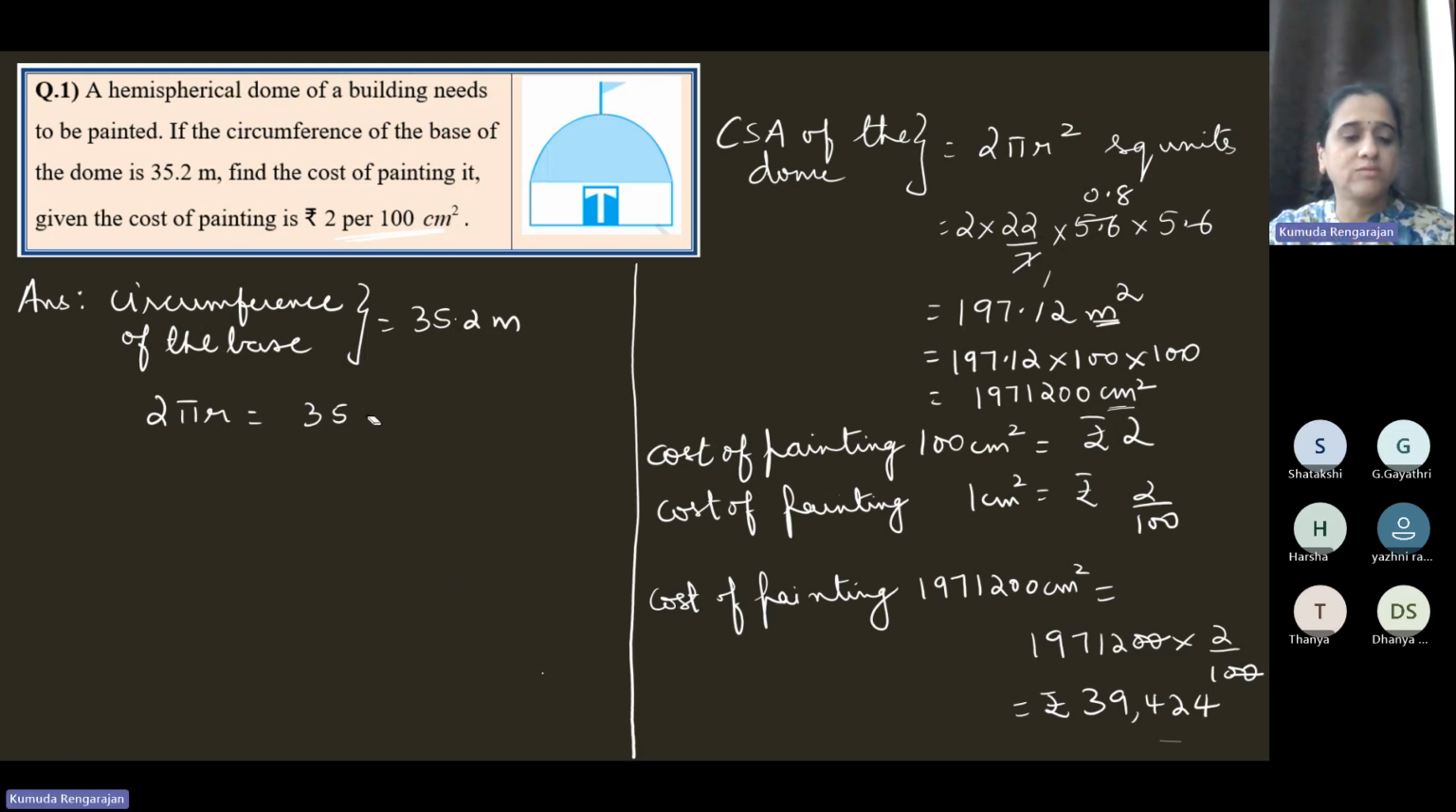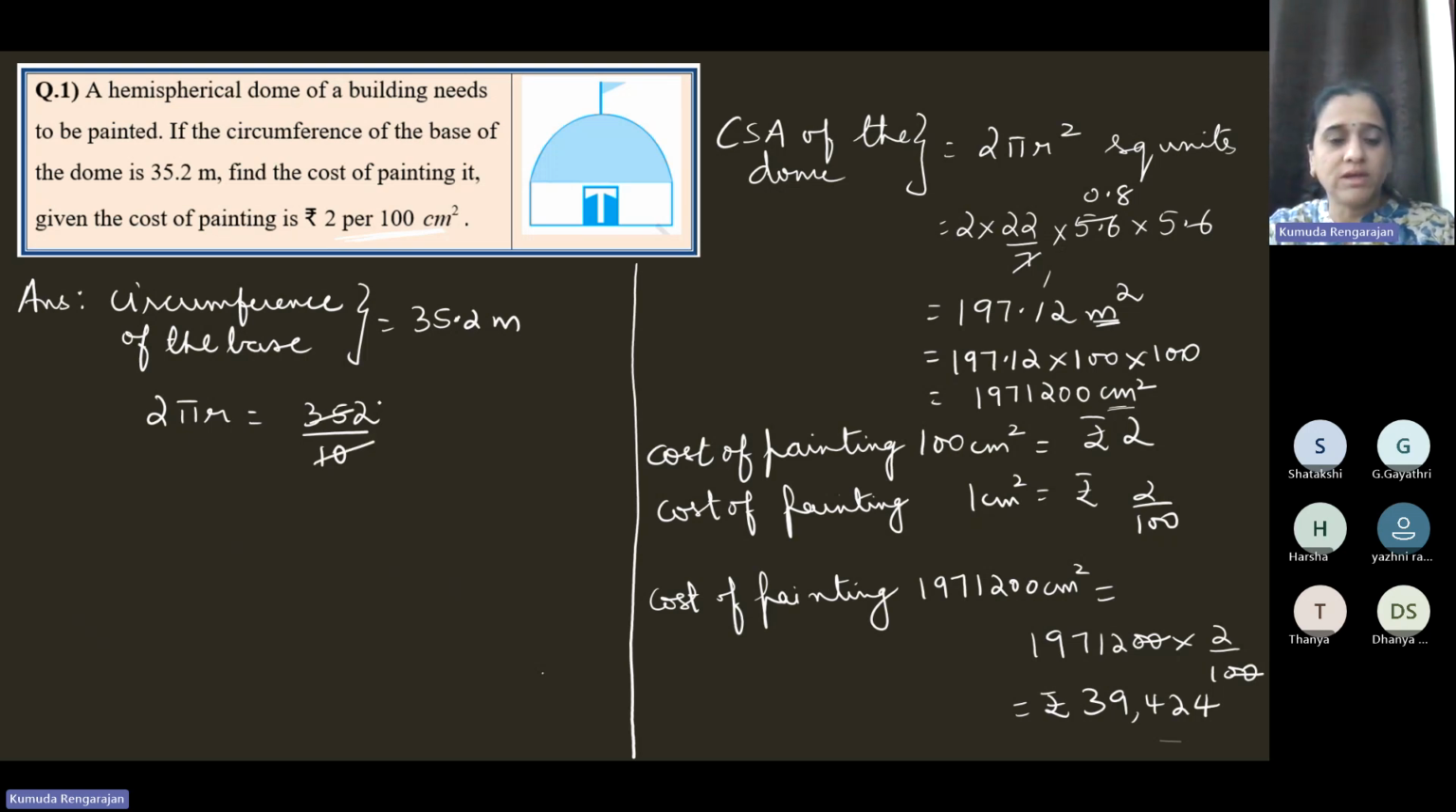See, if you don't want the decimal, you can change it from here itself. So what is 35.2? Supposing you don't want to go ahead with the decimal value, so it will be 352 by 10. Then you can cancel here itself. You don't have to wait for the third or the fourth step. I did it there, but I'm just telling you.